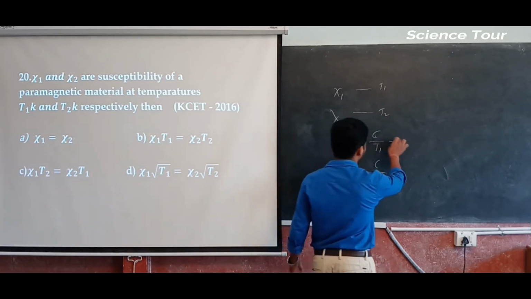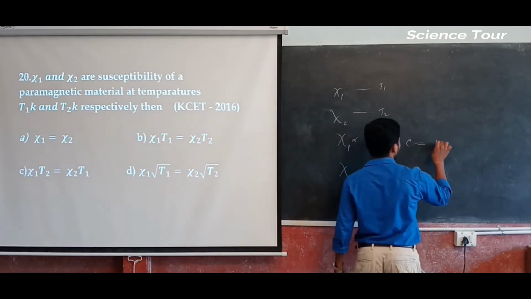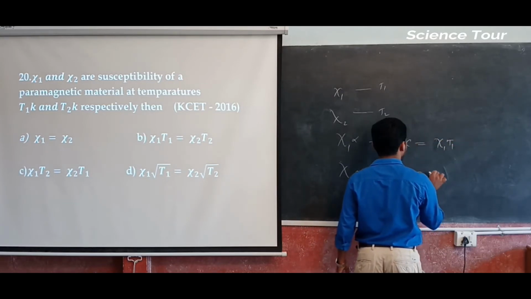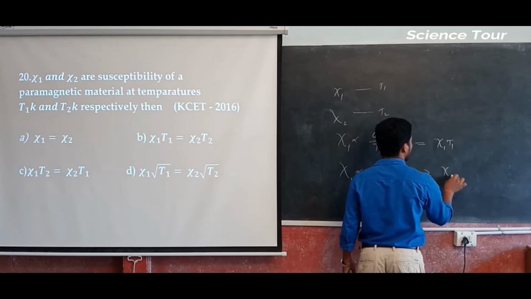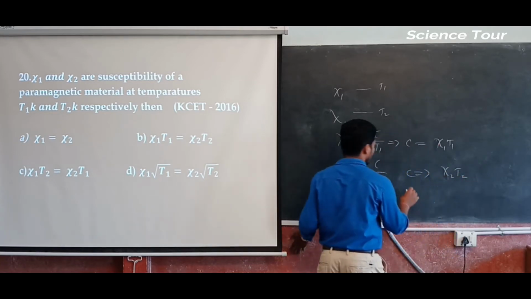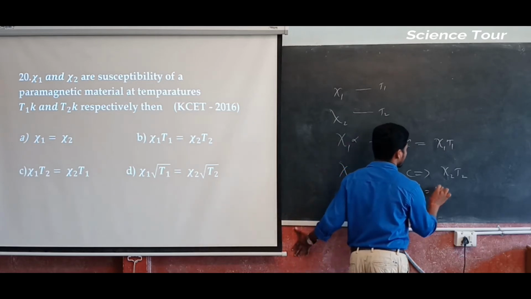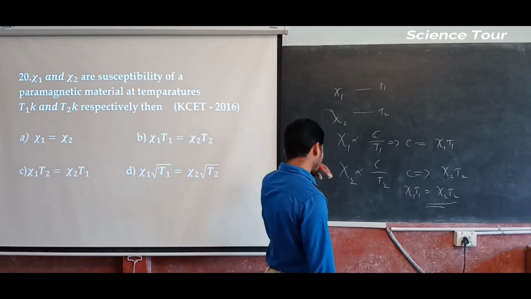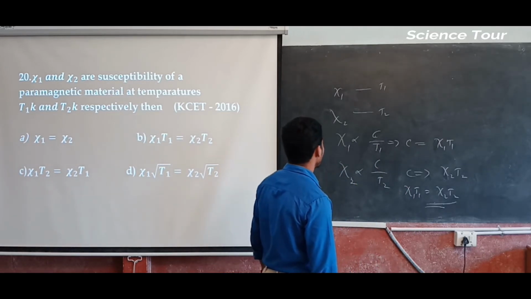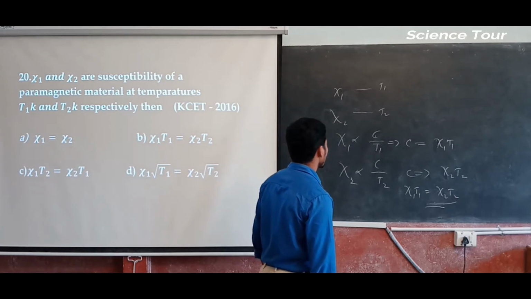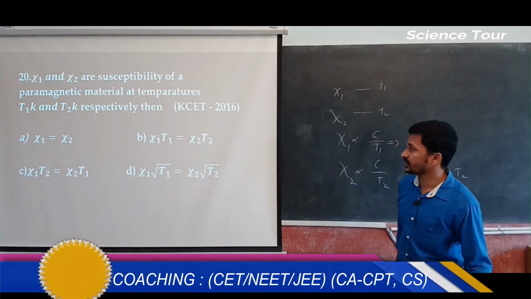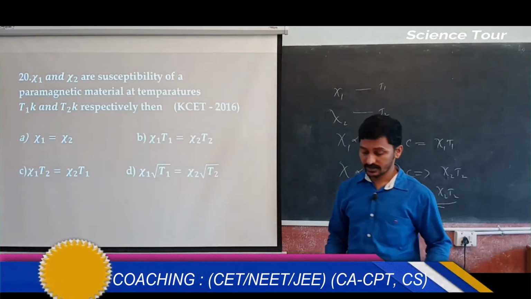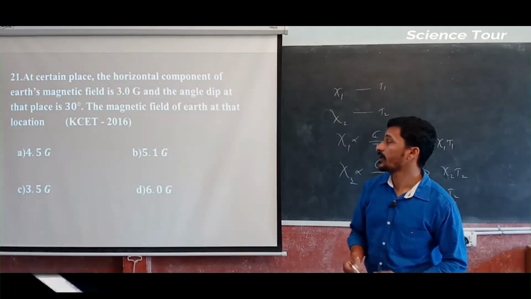Now I can write down from this, that is Curie's temperature, which is equal to chi 1 into T1, Curie's constant, which is equal to chi 2 into T2. So we can write down chi 1 T1 is equal to chi 2 T2. In this way we can write down, okay. So this is what from susceptibility we are going to get. That is option B, chi 1 T1 equals chi 2 T2, okay.